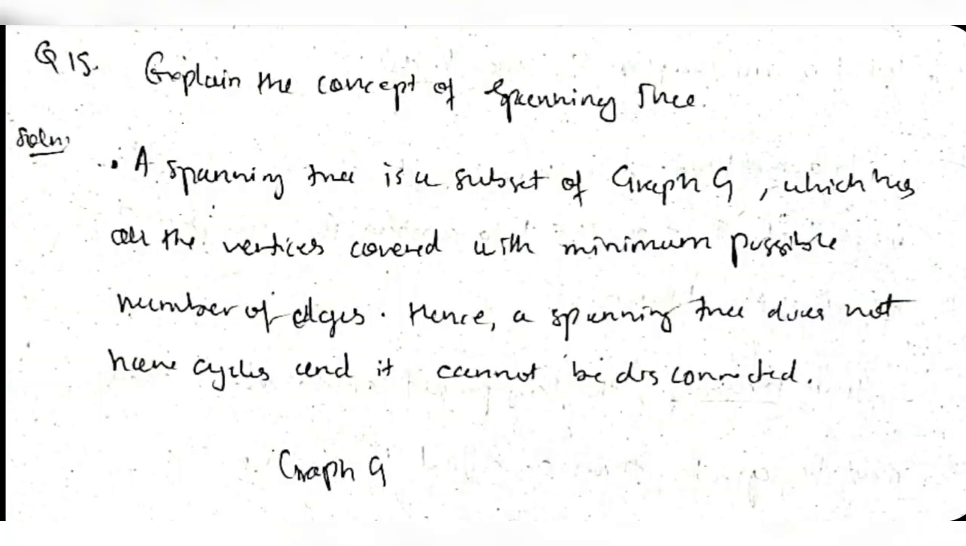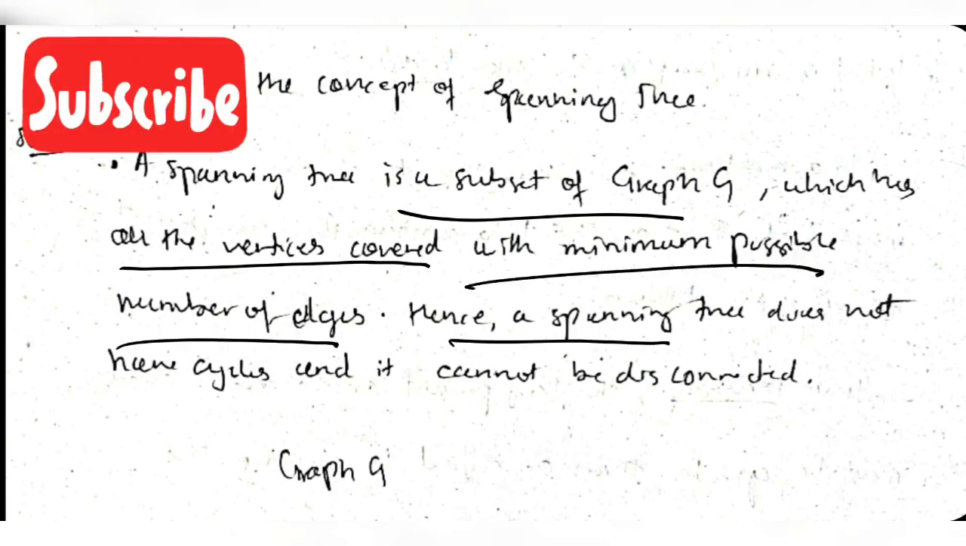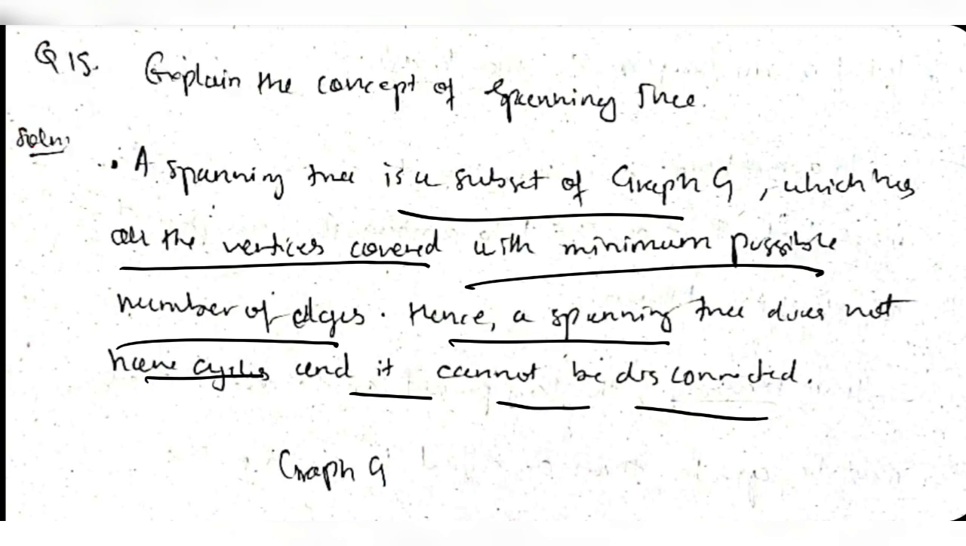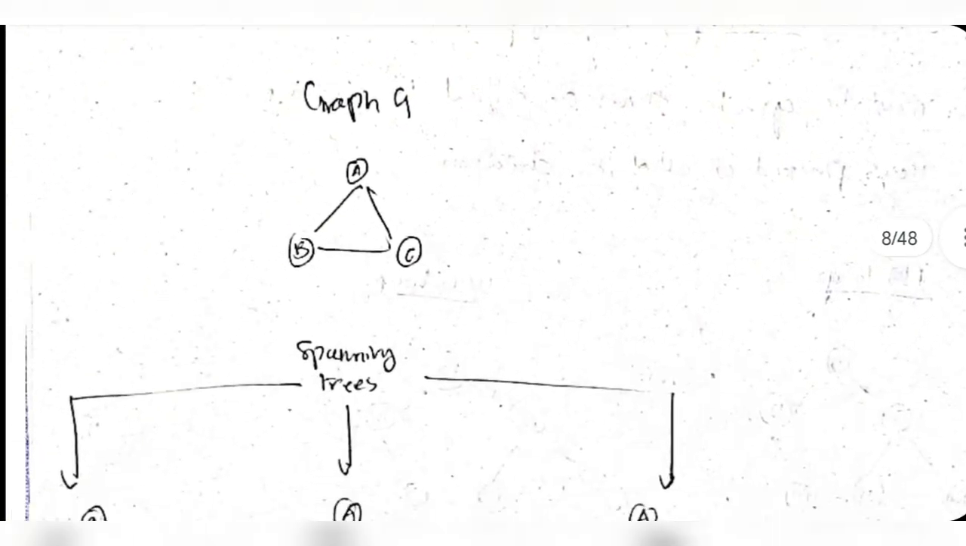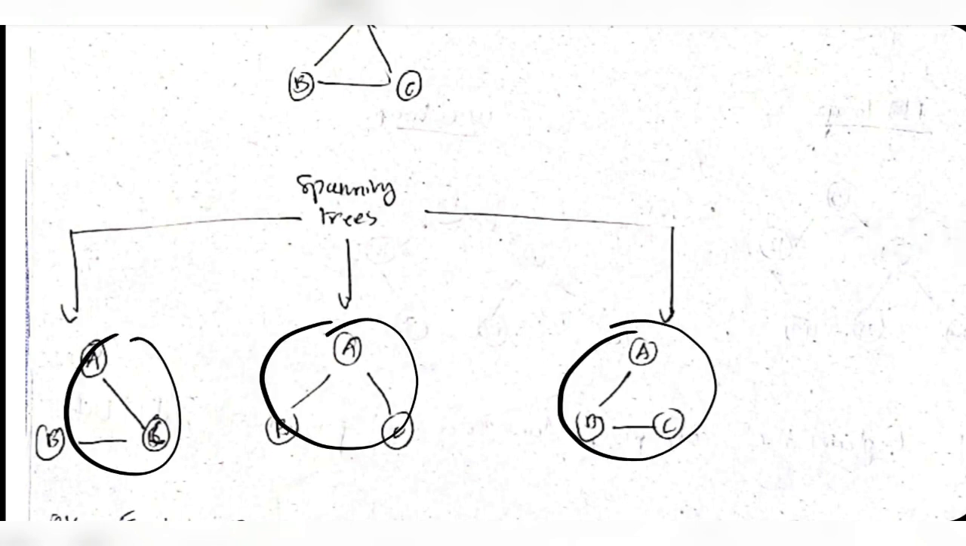The next question is, explain the concept of spanning tree. A spanning tree is a subset of a graph G which has all the vertices covered with the minimum possible number of edges. Hence a spanning tree does not have cycles and cannot be disconnected. If this is the graph here, what is the minimum number of edges to connect all the nodes? This is one type, another type, another type. All are valid spanning trees.